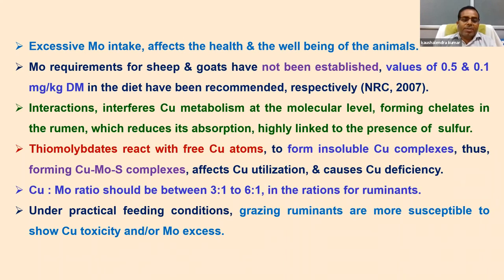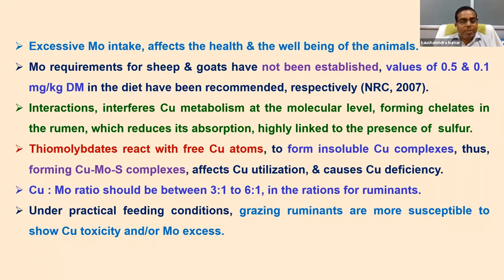So what it forms in the rumen is thiomolybdate, which reacts with the free copper atom to form the insoluble copper complex, which is an irreversible type of complex. And by forming the copper molybdenum sulfur complex, the utilization of the copper is ultimately affected, and in that way, there may be the chance of deficiency of copper.